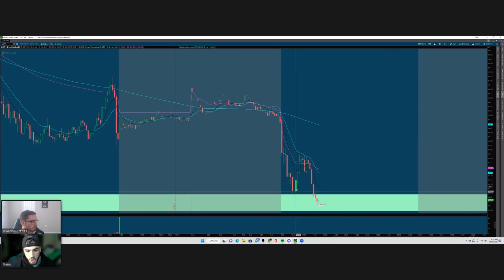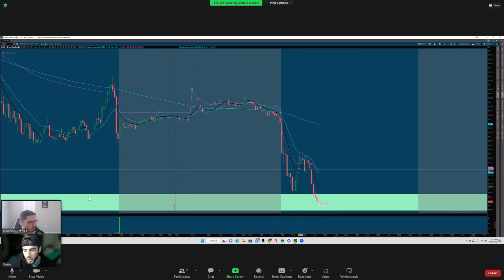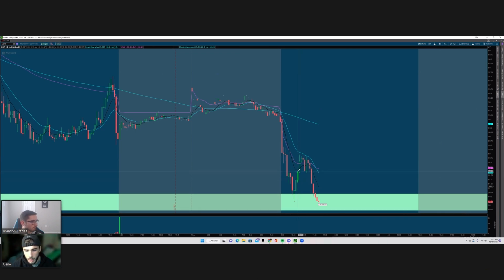I entered my full position just for a scalp, and we saw good, nice 3-5-minute candles up, and I took most of my position off at this 242, and then let a few contracts ride, and then I took it off at the VWAP.